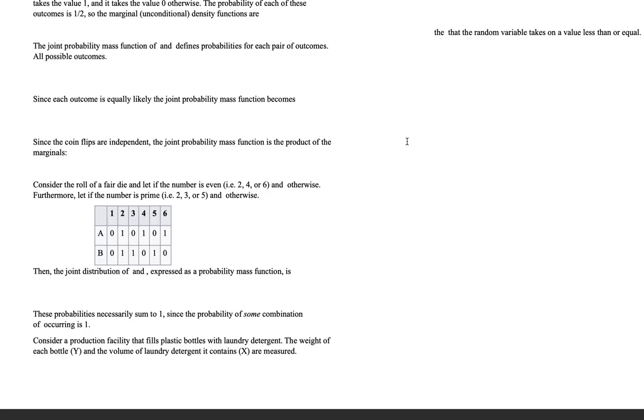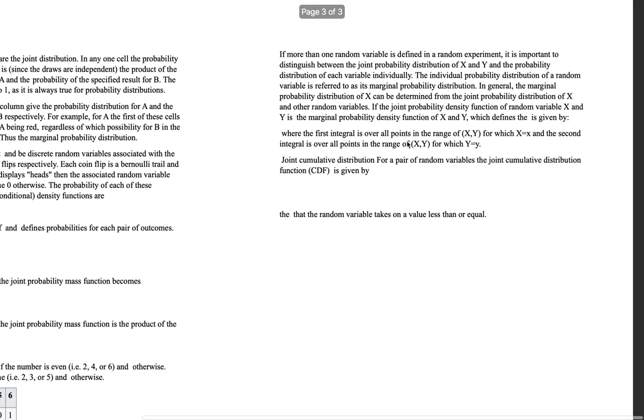Consider a production facility that fills plastic bottles with laundry detergent. The weight of each bottle, Y, and the volume of laundry detergent it contains, X, are measured. If more than one random variable is defined in a random experiment, it is important to distinguish between the joint probability distribution of X and Y and the probability distribution of each variable individually. The individual probability distribution of a random variable is referred to as its marginal probability distribution.